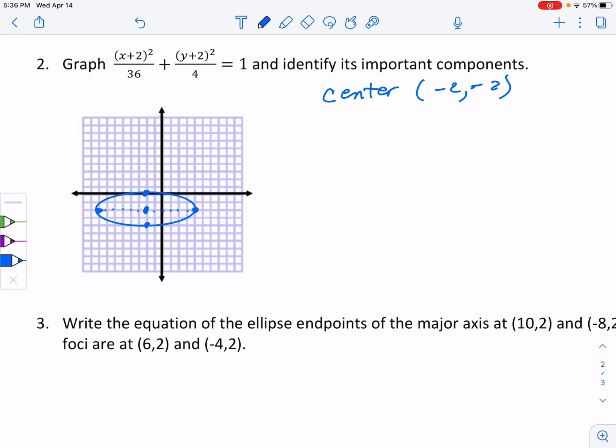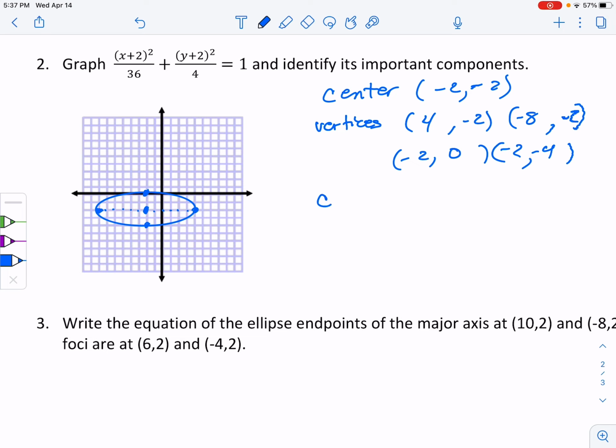All right, vertices. Well, the y is still negative 2, right? What did I do? I started at negative 2 and I added 6, so I get to 4. I'm at negative 2 and subtract 6, you get to negative 8. And then I went this way, and my negative 2 didn't change, and I added 2 and got to 0, and I subtracted 2 and got negative 4.